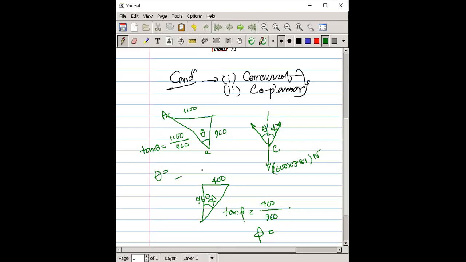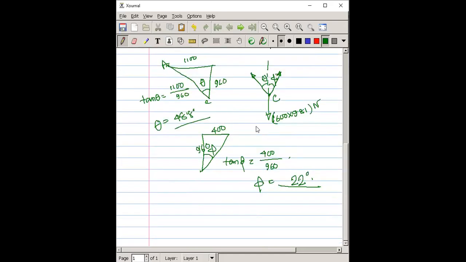Phi equal to 20 degrees, sir. Phi is equal to 22 degrees. And theta is equal to 48.8 degrees. Okay.